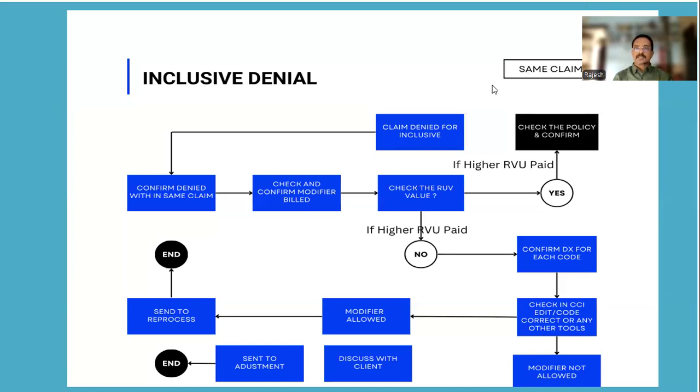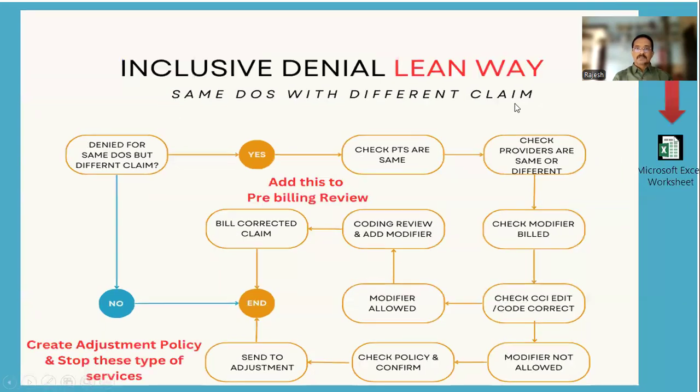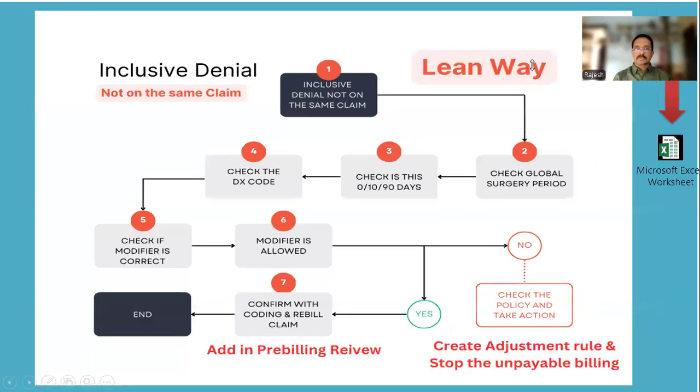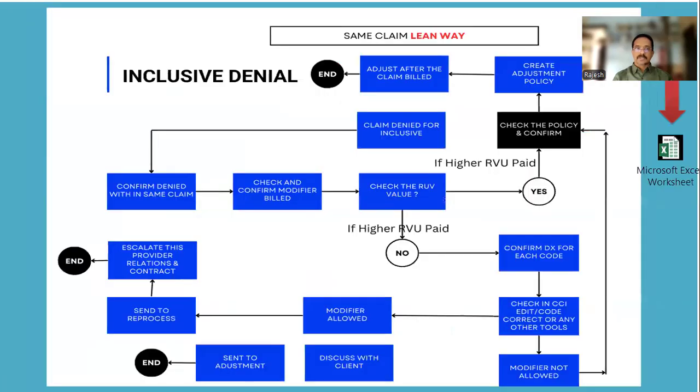So I'm categorizing that into three categories. One, the claim is denied on the same claim. The second category is denied on a different claim, same DOS but a different claim. And the third is denied not on the same claim and not on the same DOS, but on a different claim. These are the three different plans. And we are also going to cover the global inclusive, how that is going to happen in the global way. These are the four different topics we are going to cover in this series.